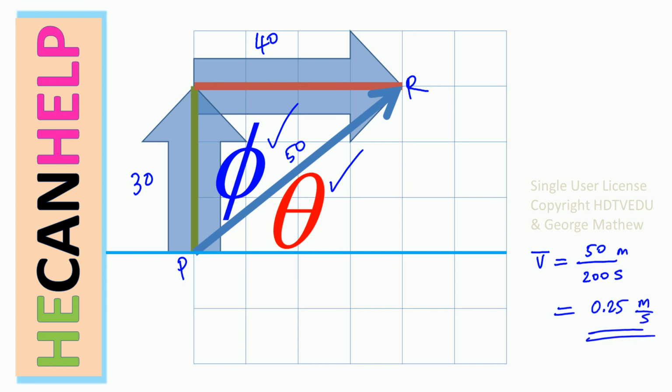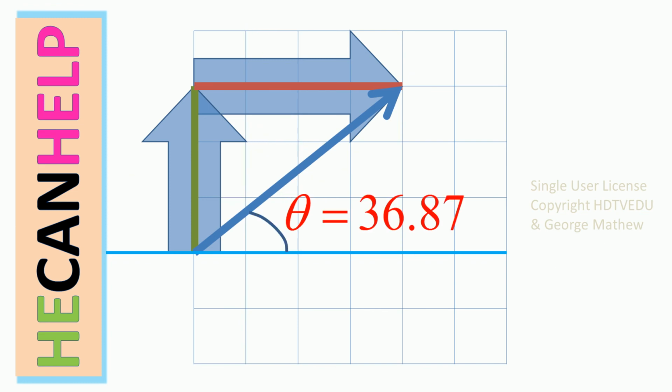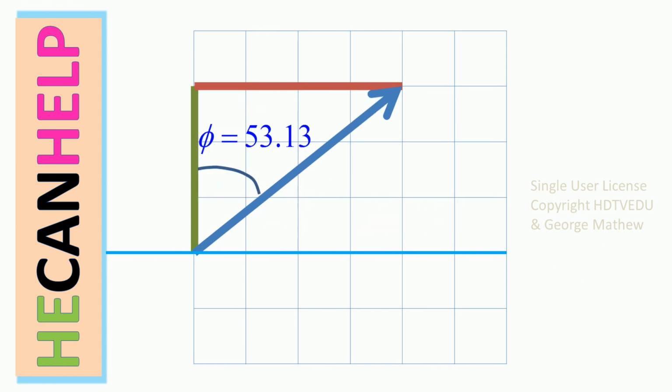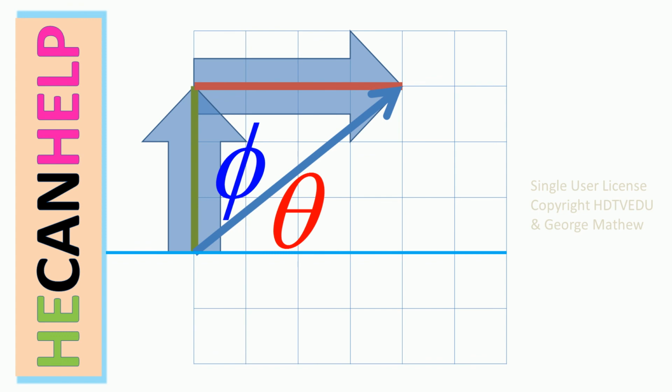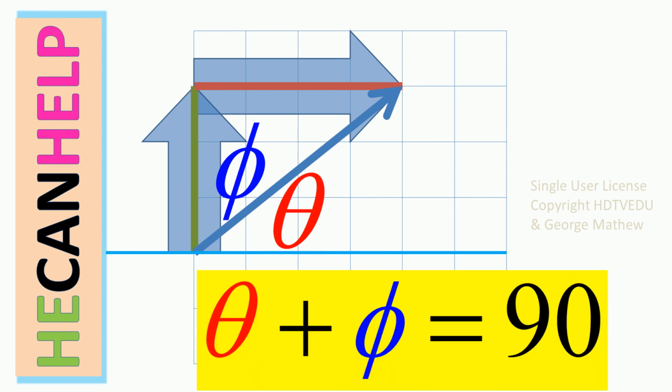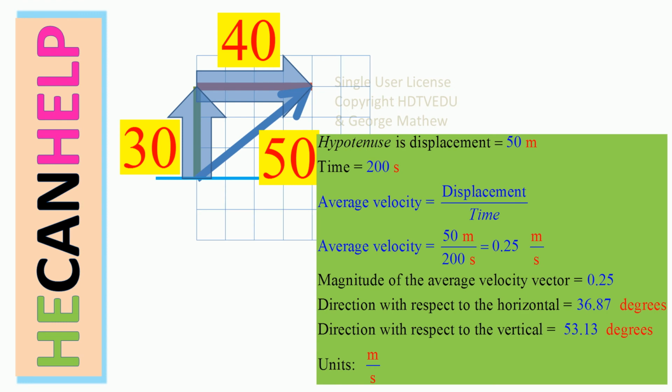At what angle? If you say theta, it is with respect to the horizontal, and that has to be 36.87. If you say it is with respect to the vertical, it has to be 53.13. And don't forget, angle theta plus phi should be equal to 90. So that's what I did here.